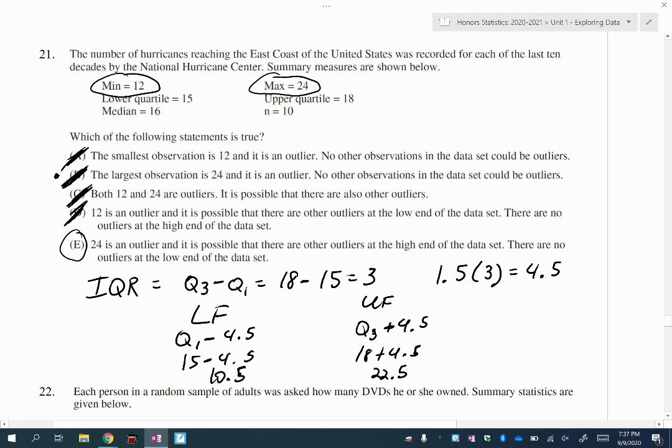So take a look at that sentence. 24 is an outlier, and it's possible that there are other outliers at the high end. That's true. Like I just said, there are no outliers at the low end. That is also true. So E is the answer for 21.